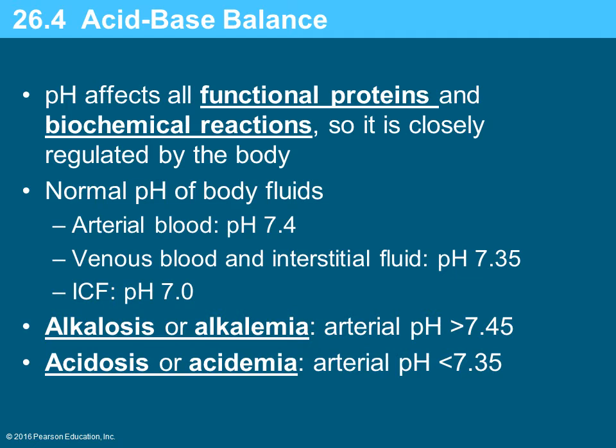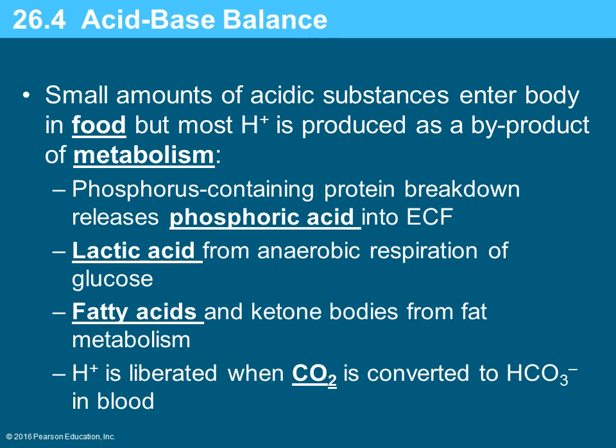You can end up in very serious problems very quickly if you end up in acidosis or alkalosis. So you can see it needs to be between 7.35 and 7.45 in that arterial blood. Adjustments will be made otherwise.